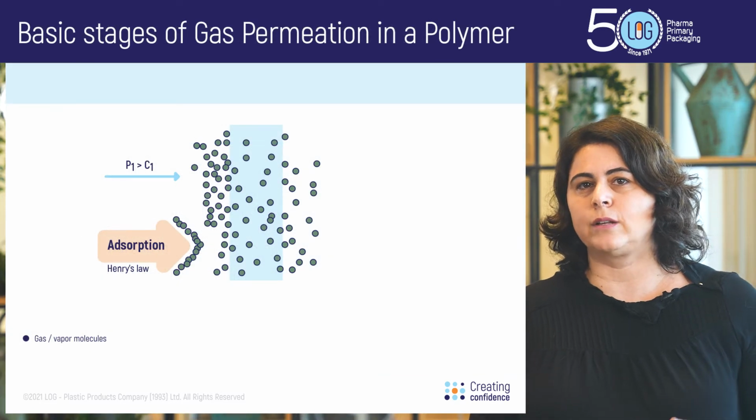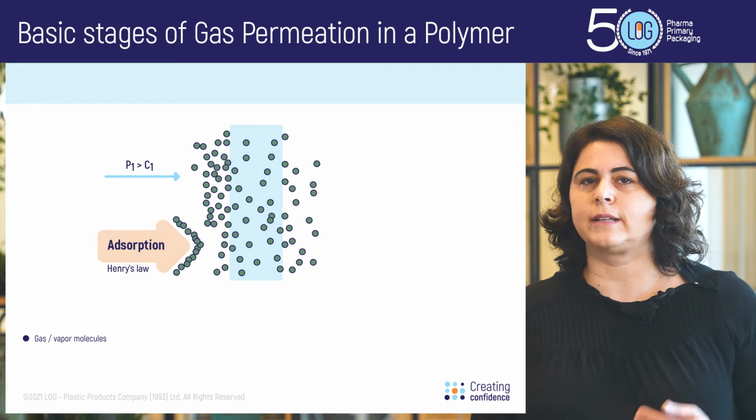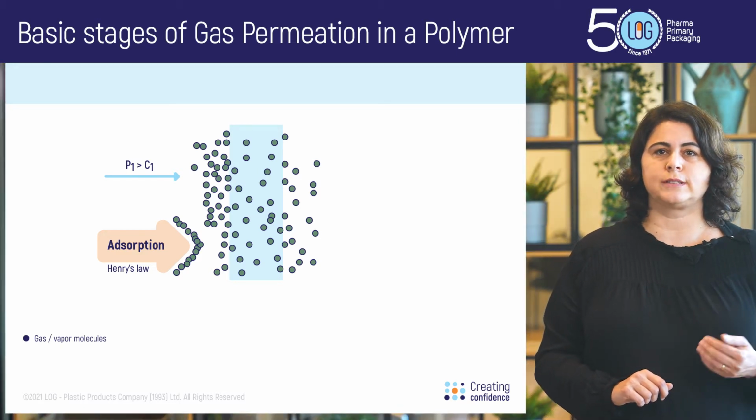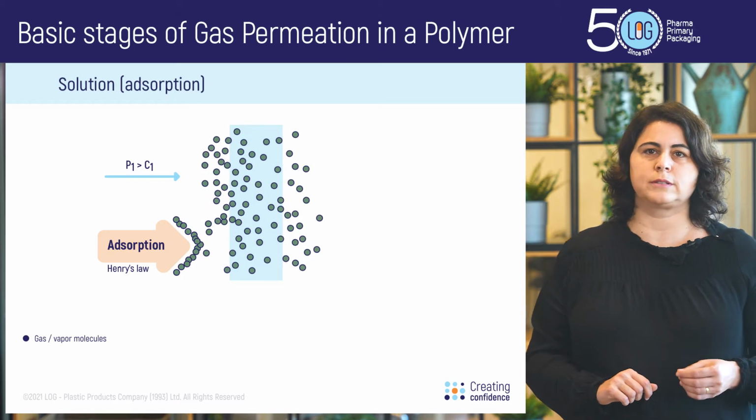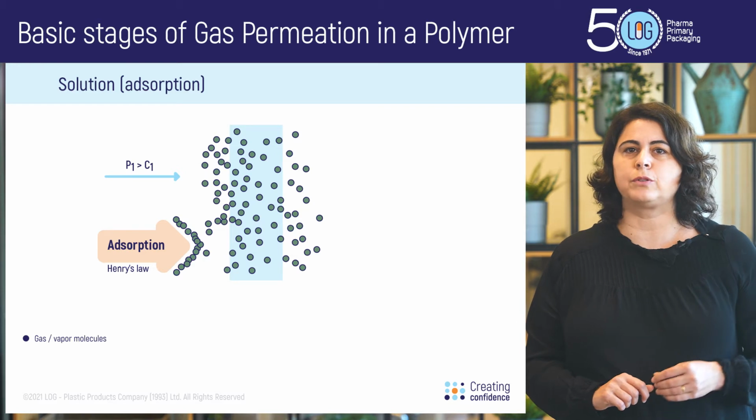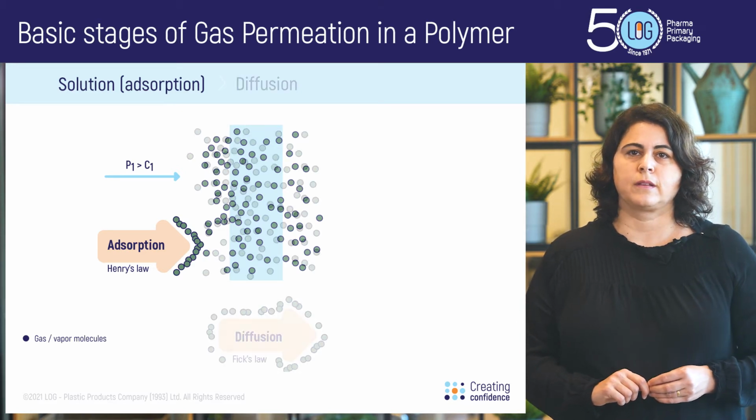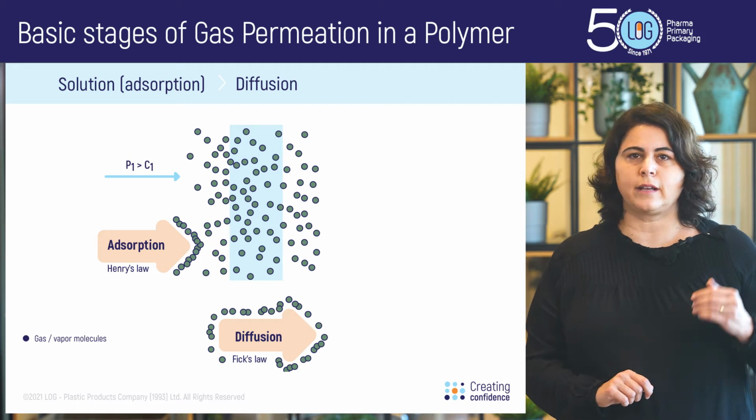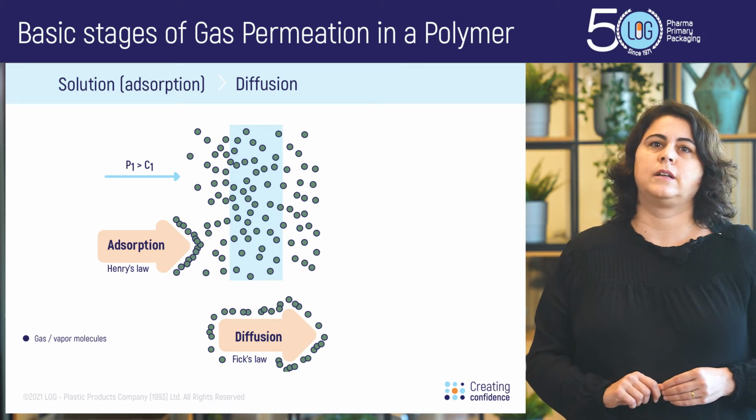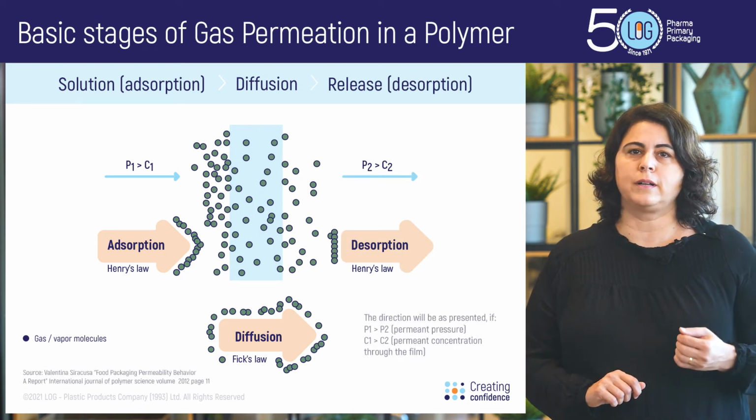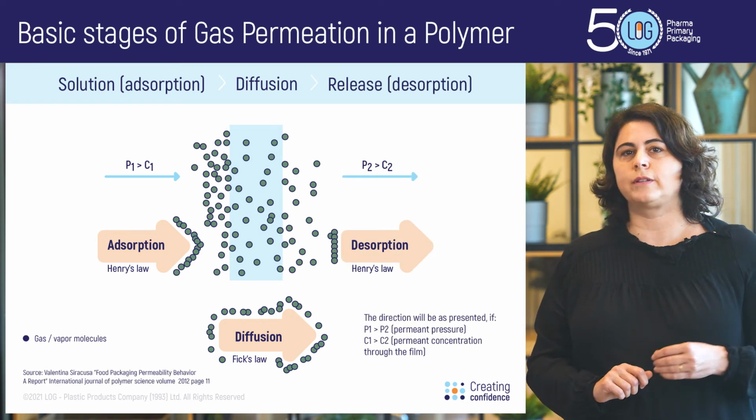Now that we understand why, we should also understand how. Permeation has three stages. In the solution stage, small molecules adsorb into the polymer surface at the side of the higher potential. The second stage is diffusion of the molecules in and through the polymer. The last stage is release, where the molecules desorb at the opposite side, at which potential is lower.